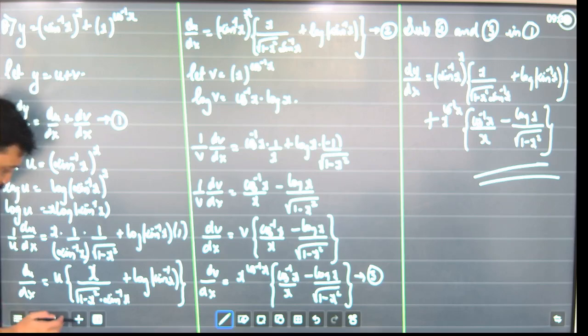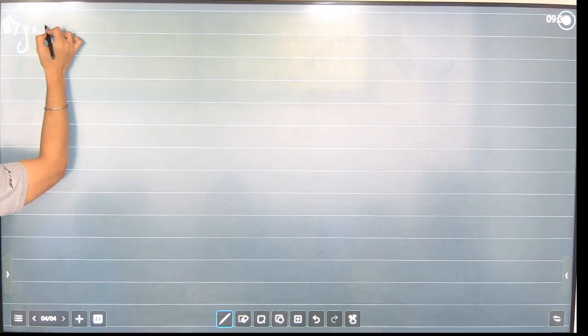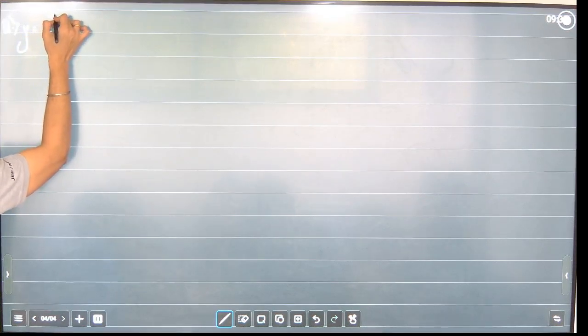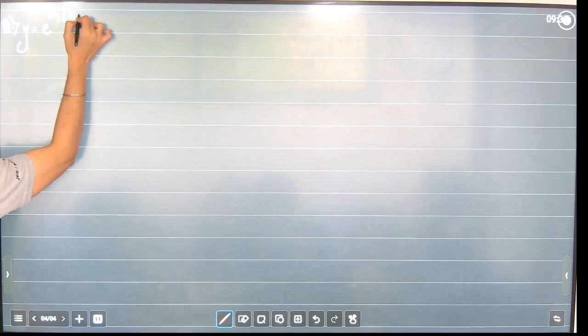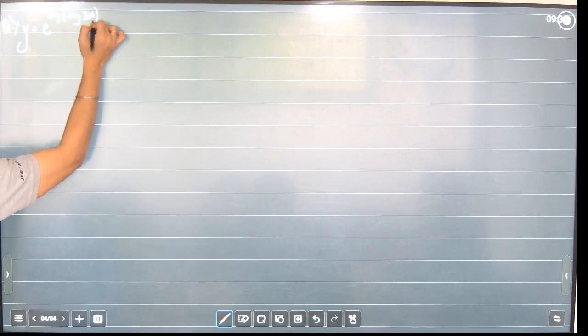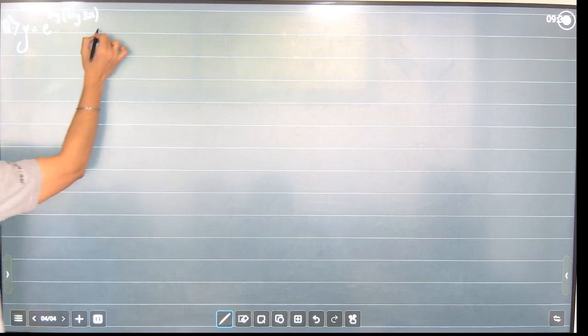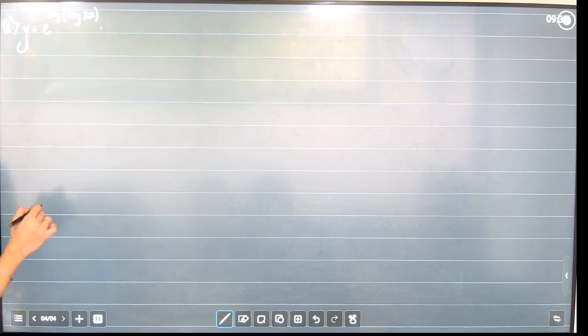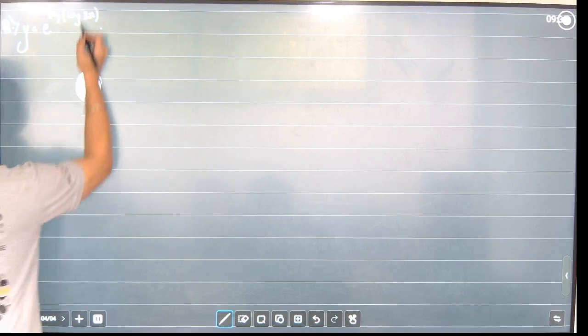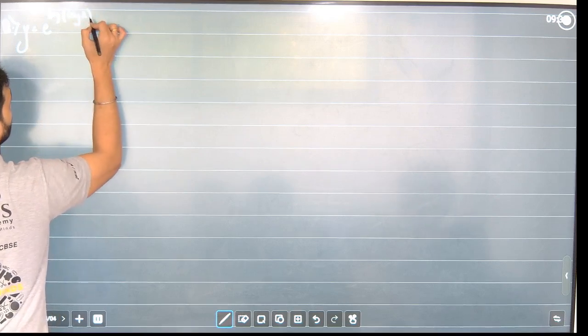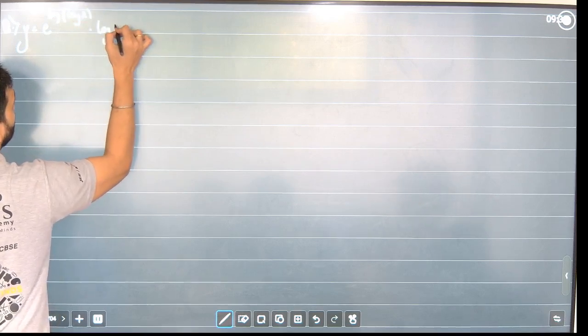So now, in the same way, y is equal to e raised to log of log 3x into e raised to log of log x into log 3x.